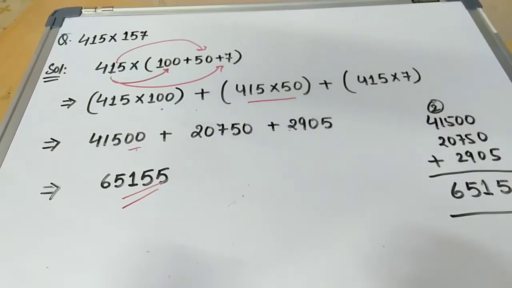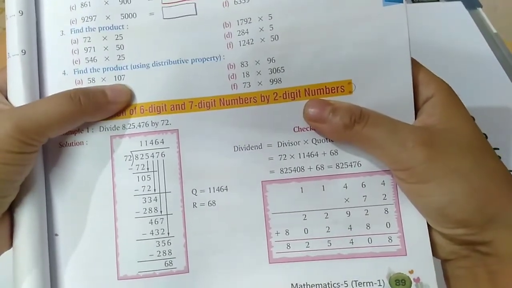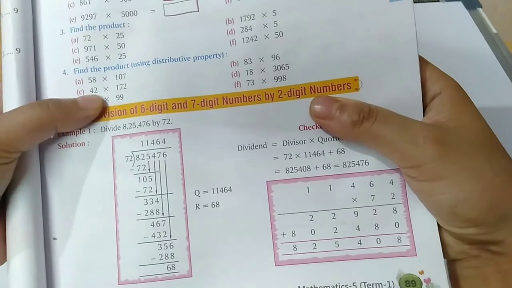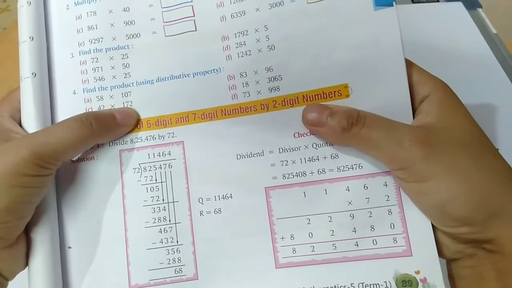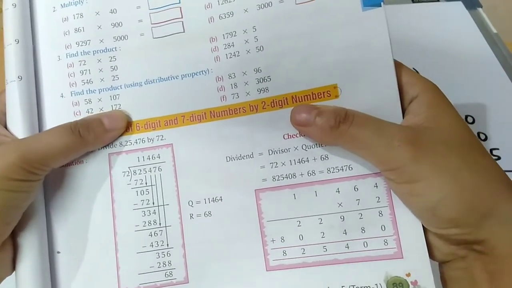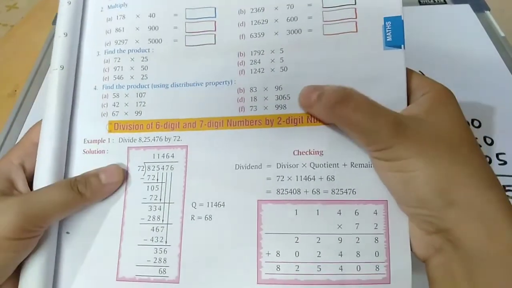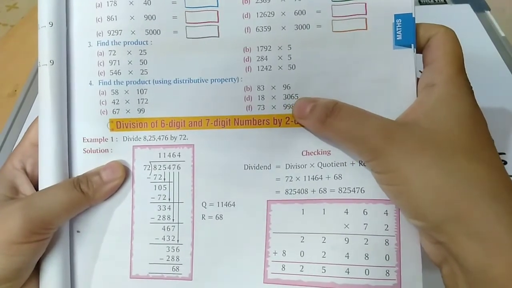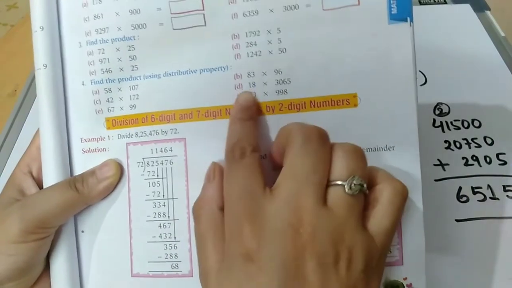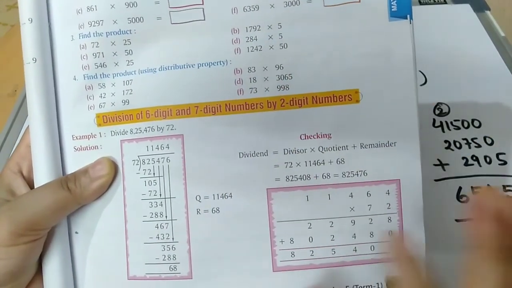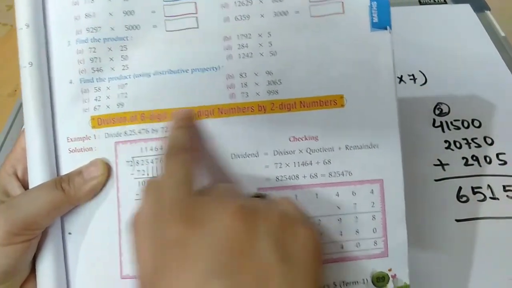Now you can solve the exercises. Okay, you can split 107 as 100 plus 7. Okay, 42 into 172. You can split 42, or you can split 172 as 100 plus 70 plus 2 in 3 ways. And 96 can be written as 100 minus 4. And you don't need to split this one as it is very big. What you can do is split 18 as 10 plus 8. You can split here also, or you can split here also. It doesn't matter. 99 can be written as 100 minus 1, and then you can multiply.